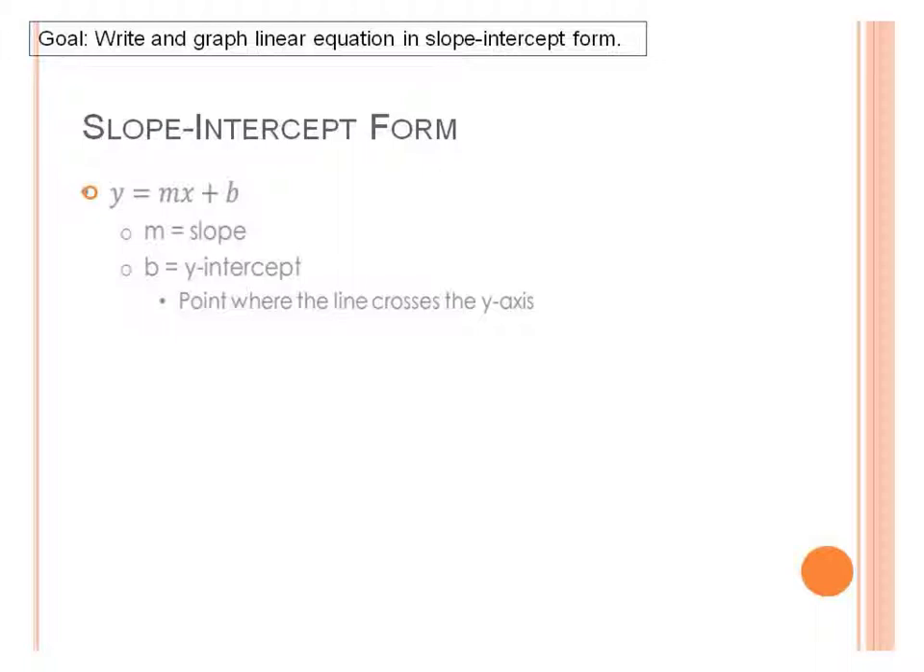For those of you who have forgotten what slope-intercept form is, it is y equals mx plus b, and you're going to need to have that memorized. That will be one of the most useful equations you ever learn in math. M stands for the slope, B stands for the y-intercept, and do remember that the y-intercept is a point on the y-axis. It's the point where the line crosses the y-axis.